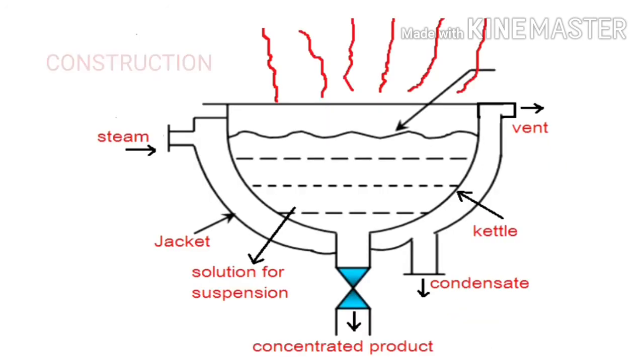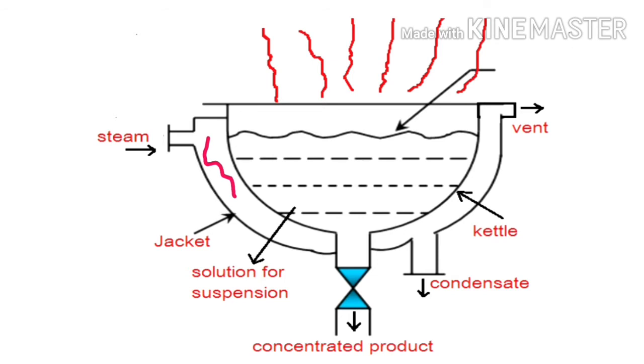Now let's talk about the construction of a steam jacketed kettle. It has a hemispherical body and consists of two pans. One is the inner pan and the other one is the outer pan. The inner pan is enveloped by the outer pan. The inner pan is known as the kettle and the outer pan is known as the jacket. In between these two pans, there will be a free space through which steam is introduced.